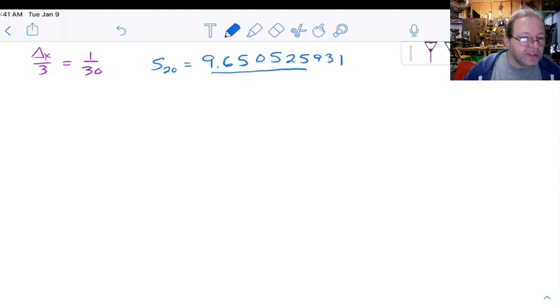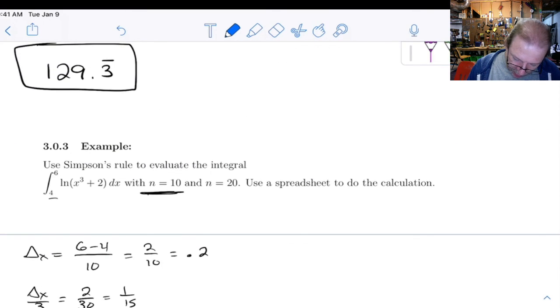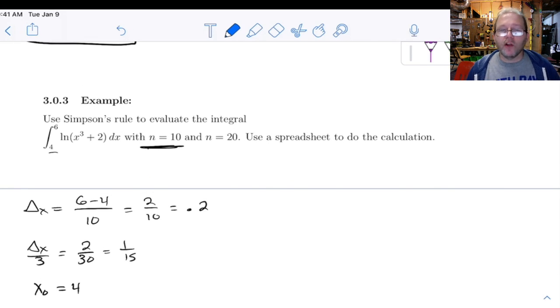And this is the kind of thing that you'll see in the homework, using Simpson's rule to do some evaluations. And I would suggest doing all of it with the spreadsheet.